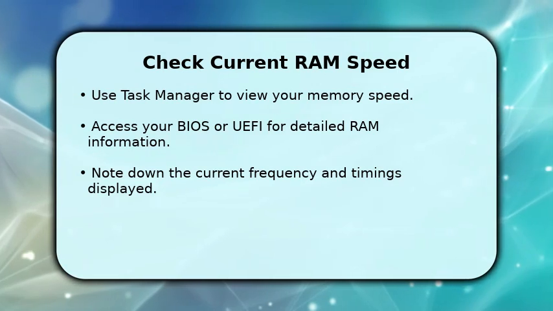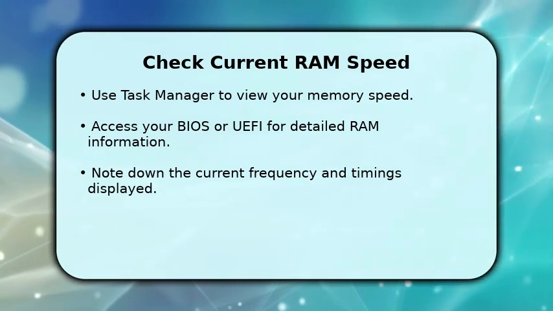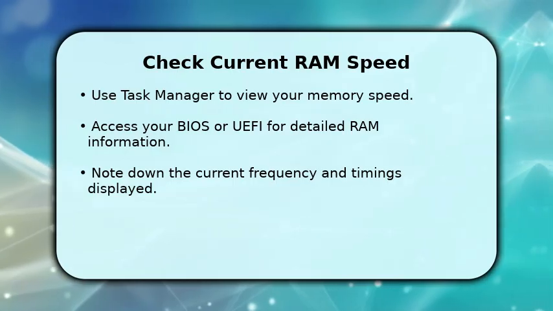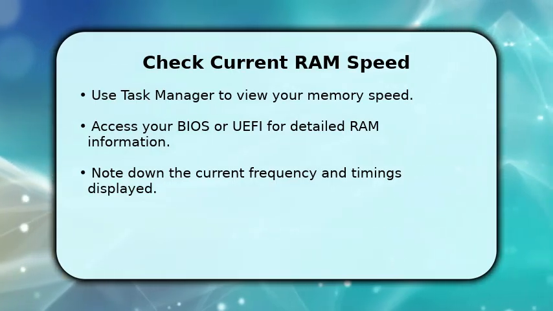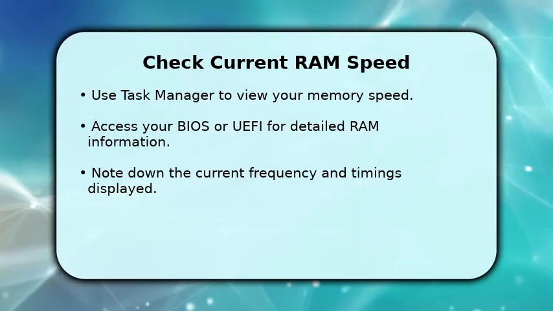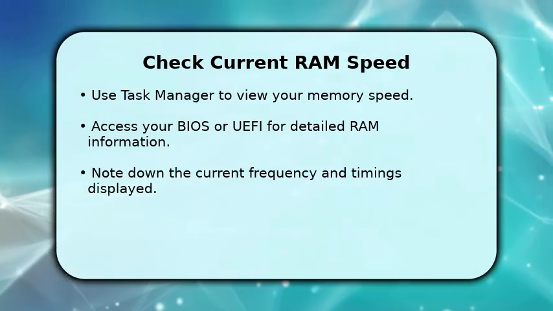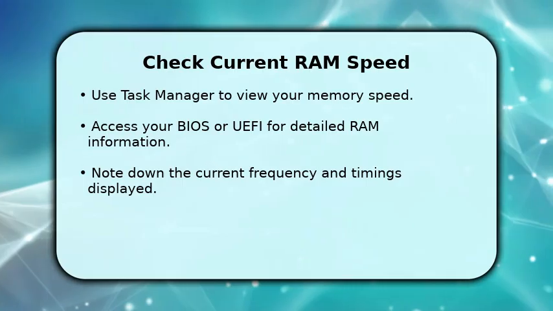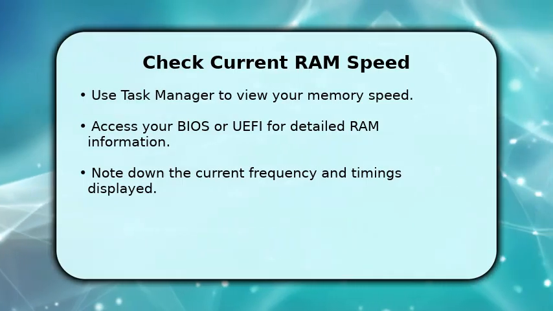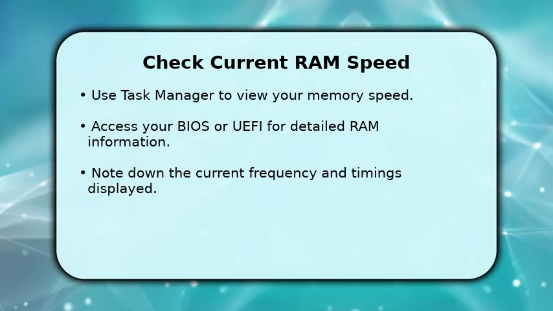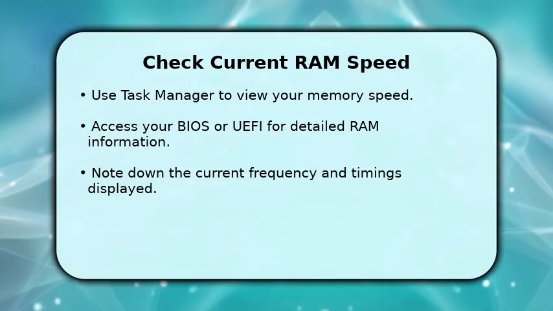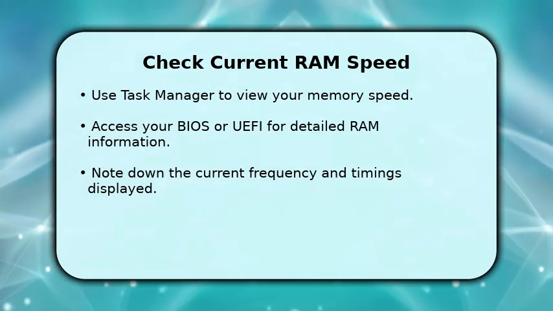First, let's check your current RAM speed. You can quickly see a basic overview in Windows Task Manager under the Performance tab. For more detailed information, you'll need to enter your computer's BIOS or UEFI settings. This step is crucial to establish a baseline before making any adjustments. Knowing your current settings helps you verify improvements later on.